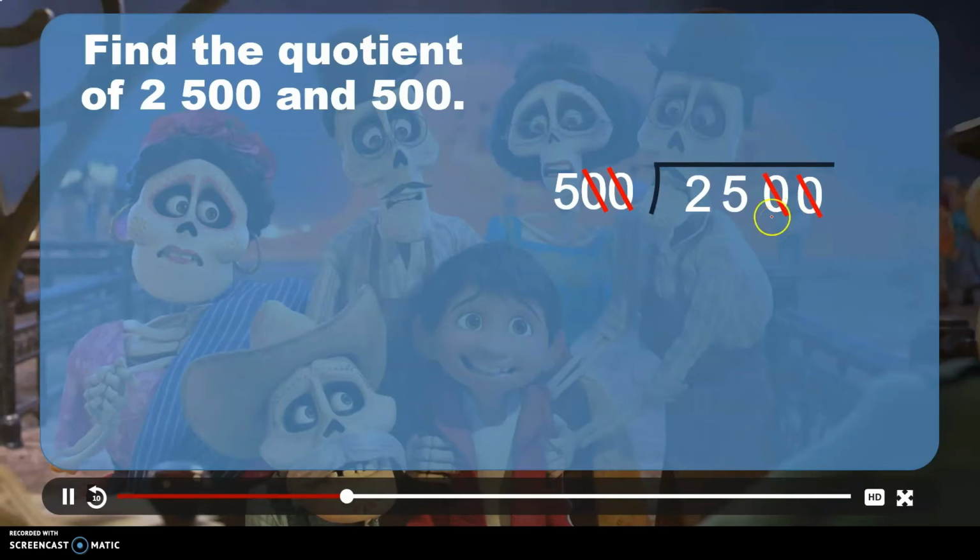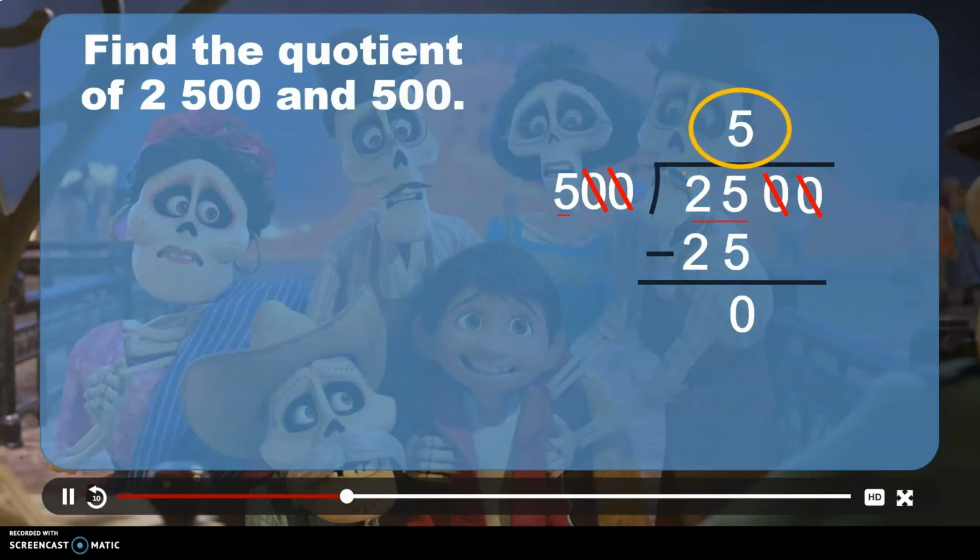Okay? Then after that, let's proceed. We'll divide 25 by 5. So 25 divided by 5 is equal to 5. Then multiply. 5 times 5 is equal to 25. Then subtract. 25 minus 25 is equal to 0. Therefore, our answer is 5.